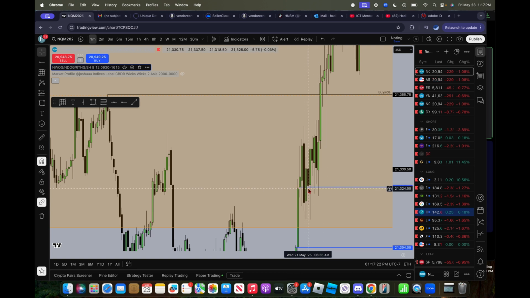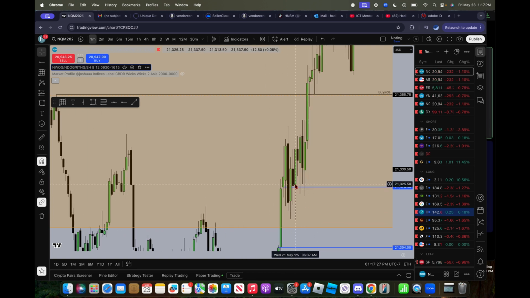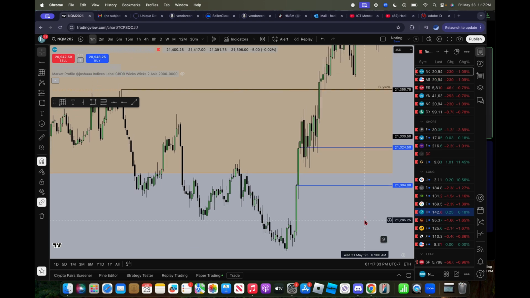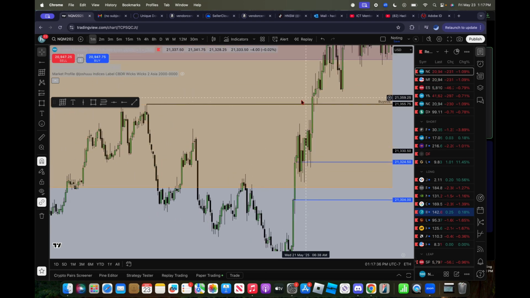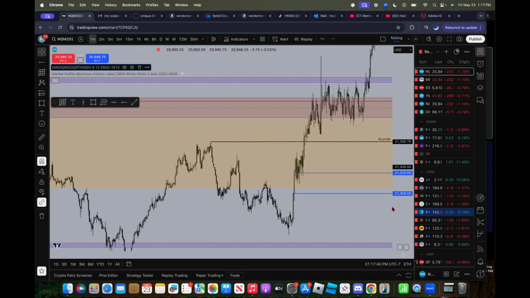Any of these wicks, or ideally the second one or after, is going to be your potential long entry. And then you can take it for the buy side. And let me actually apply something to this real quick.